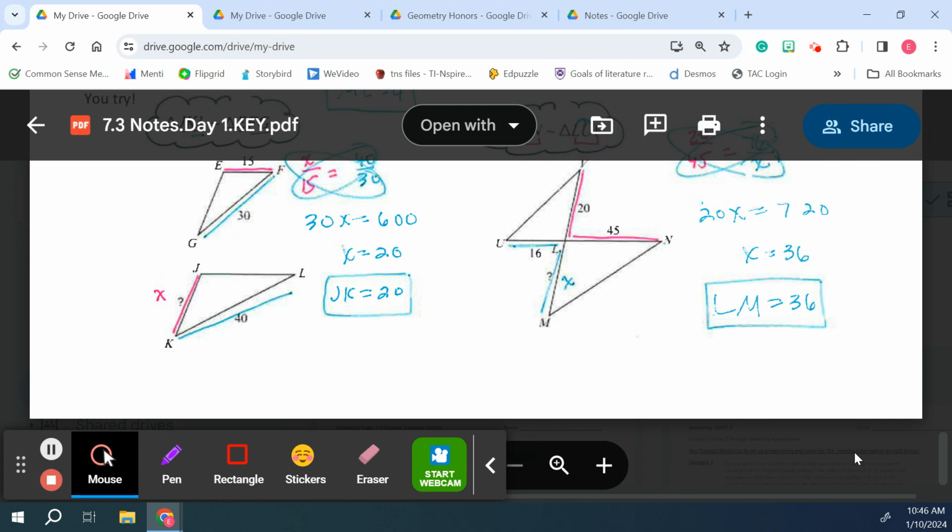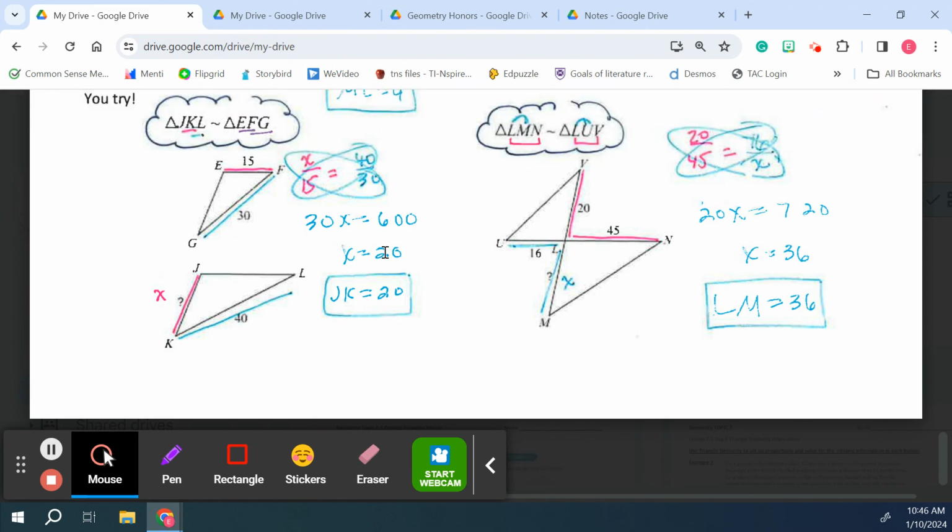Okay. That is it for today. Homework's on Delta Math. Now, some of you started it, but for some reason had the wrong number of problems on there, so I had to add a few more. So if you started it, I know none of you finished it, but check it out.